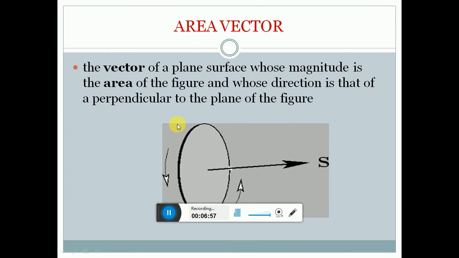Yes, after getting the concept of electric flux, we have to consider another quantity, which is the area vector. Area vector means the vector of a plane surface whose magnitude is the area of the figure and whose direction is that of the perpendicular to the plane of the surface. If you see the diagram clearly, if the circle is the area of the object, then the vector can be considered as the normal drawn perpendicular to this surface. Here the area vector is considered as S, which is pointing out from the surface.